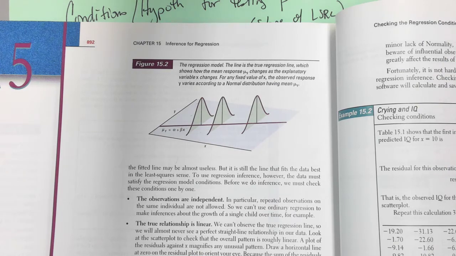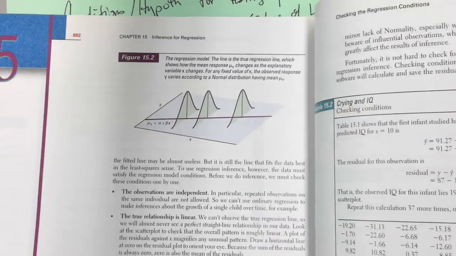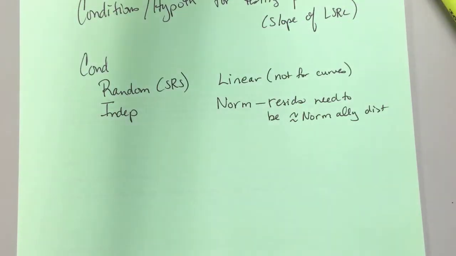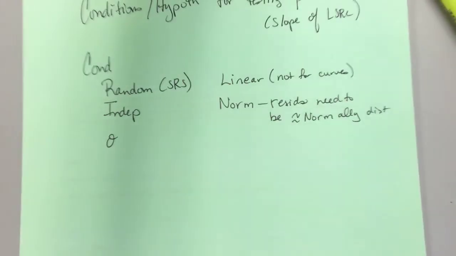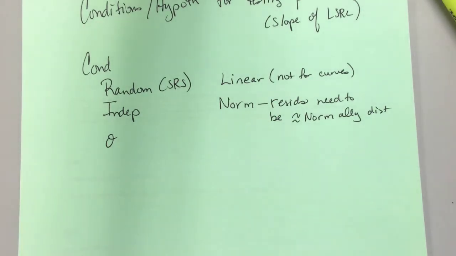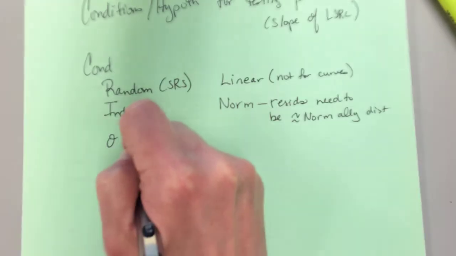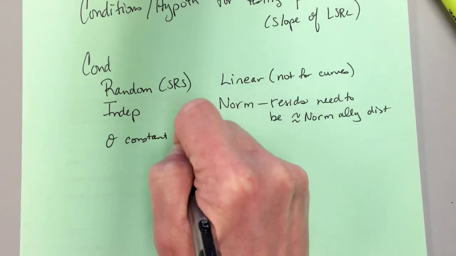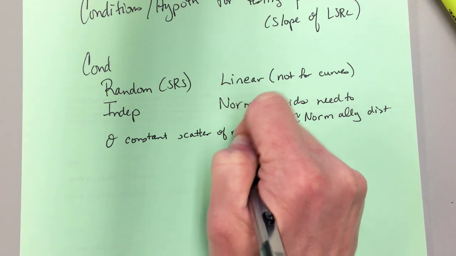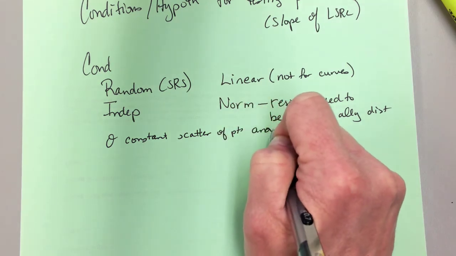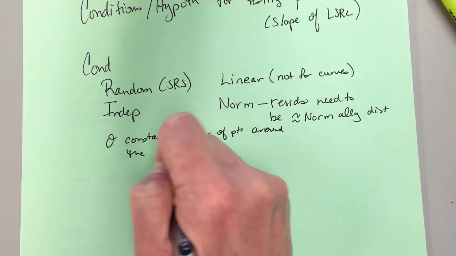So they need to be normal around the line. We also have to be able to state that the standard deviation, which is sigma, that we don't know, which we're going to talk about more, has a constant scatter of points around the line.